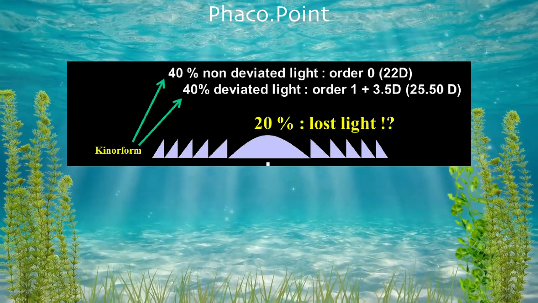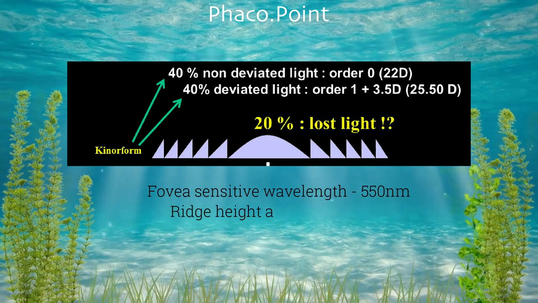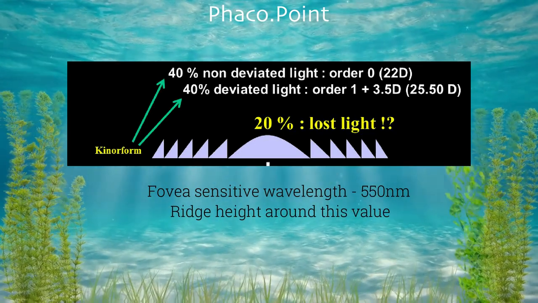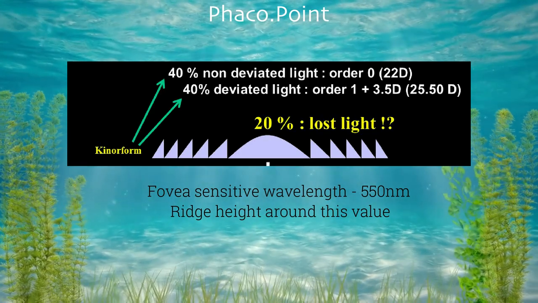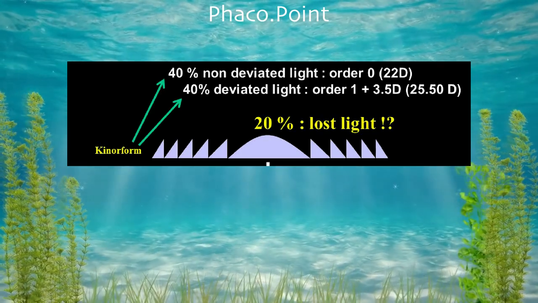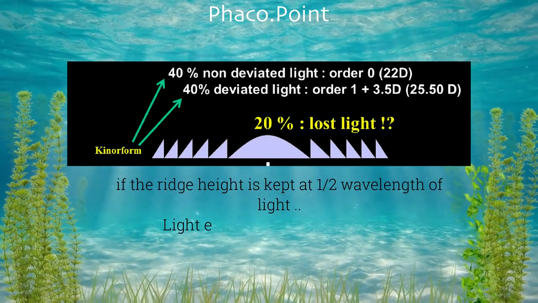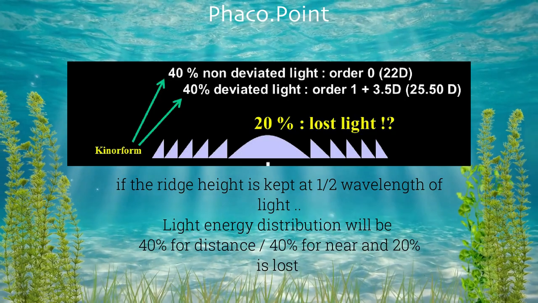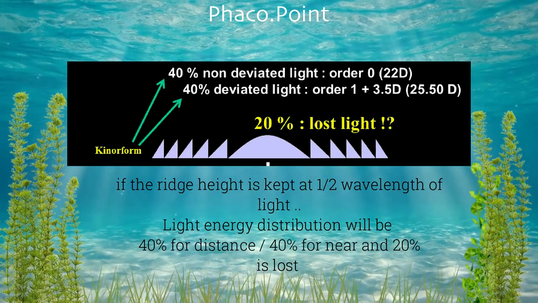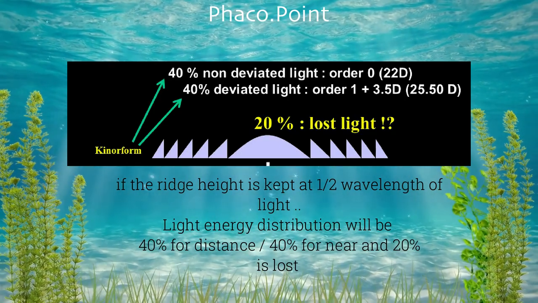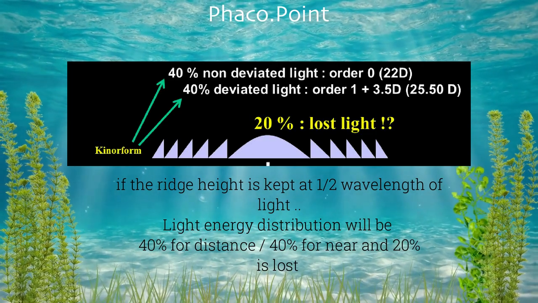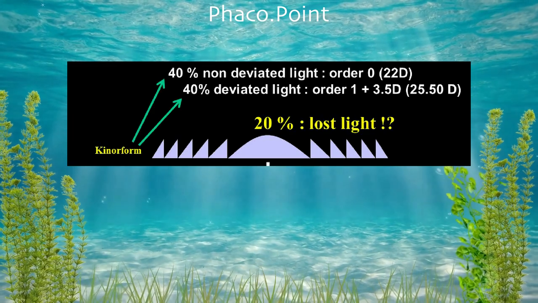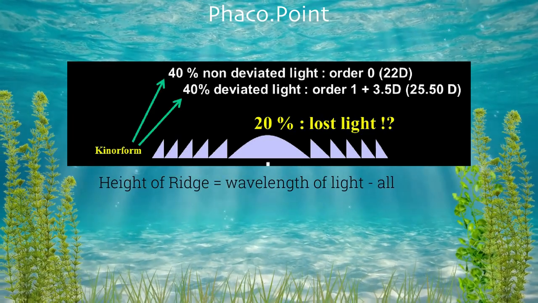the refractive ridges. Now, since the foveal sensitive wavelength of light is 550 nanometers, the height of the ridges is controlled around this value. If the height of the ridge is kept at half wavelength of light, then the light energy distribution will be 40% of the light will go for distance, 40% for near, and 20% of this light energy is lost.